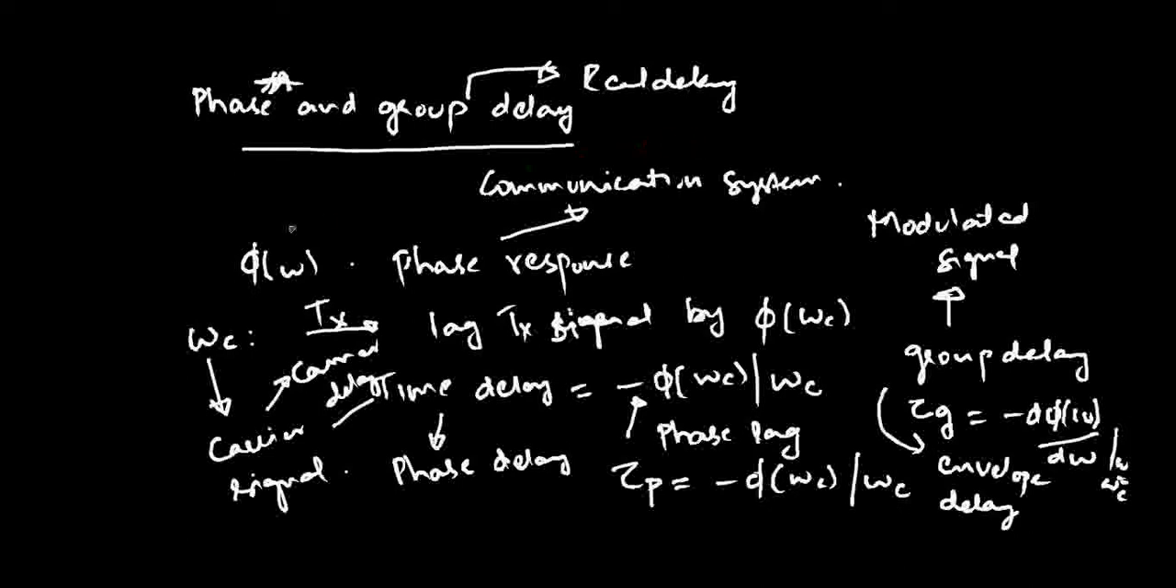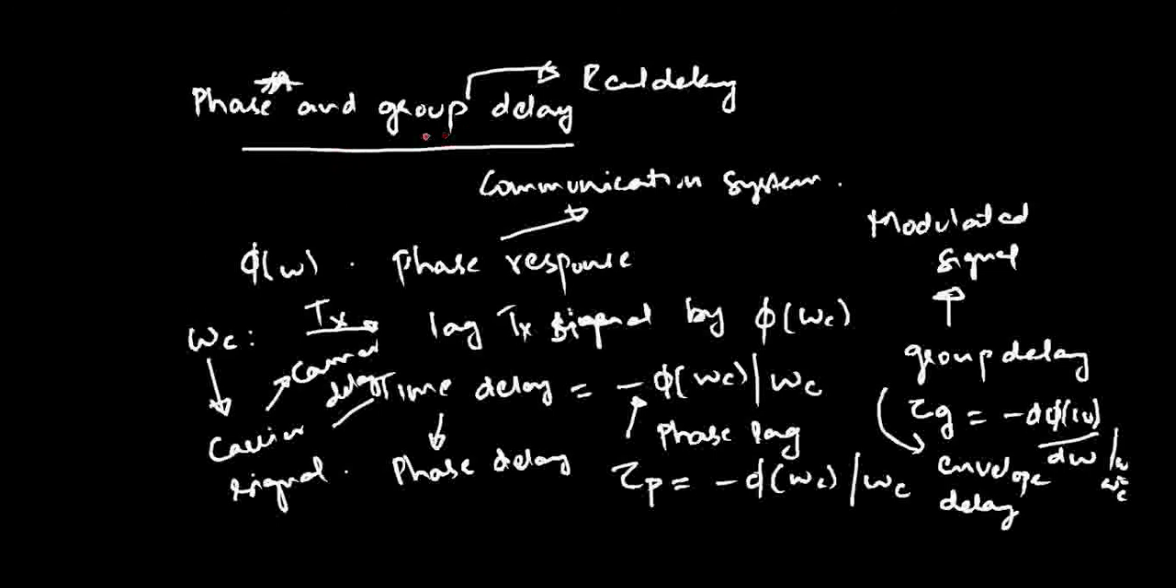The important points to be understood in this topic are how to calculate phase and group delays, tau p and tau g. Tau p is the phase delay, that is minus phi of omega c by omega c. Tau g is minus d by d omega of phi of omega, at omega equal to omega c. The phase delay is also referred to as the carrier delay, and group delay is referred to as the envelope delay. And do remember, group delay is the actual delay. Phase delay is not the real delay.